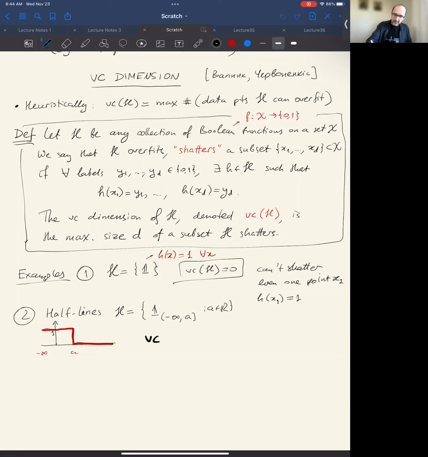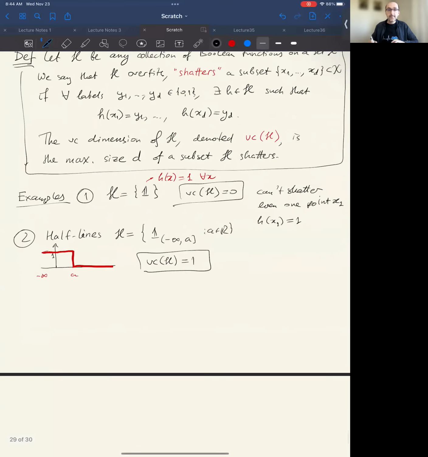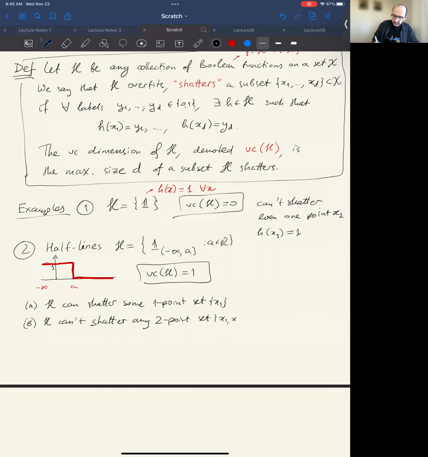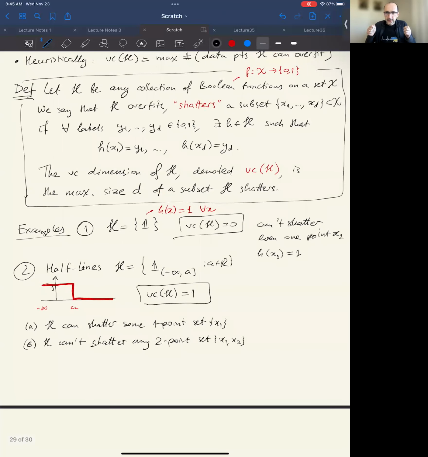Okay, so we claim here that the VC dimension is 1 for this set. What do we have to demonstrate to prove that the VC dimension equals 1? Two things: that H can shatter some one-point set, x1, but it can't shatter any two-point set, x1, x2. That was literally the definition of VC dimension. If it can shatter some one-point set, but can't shatter any two-point set, the VC dimension is 1. VC dimension is the maximum size of the set.